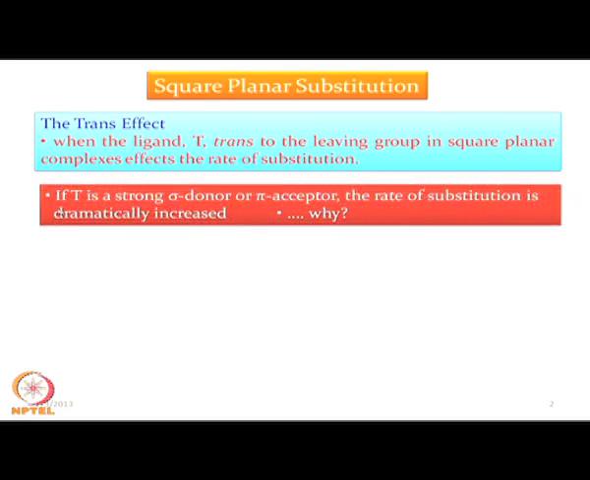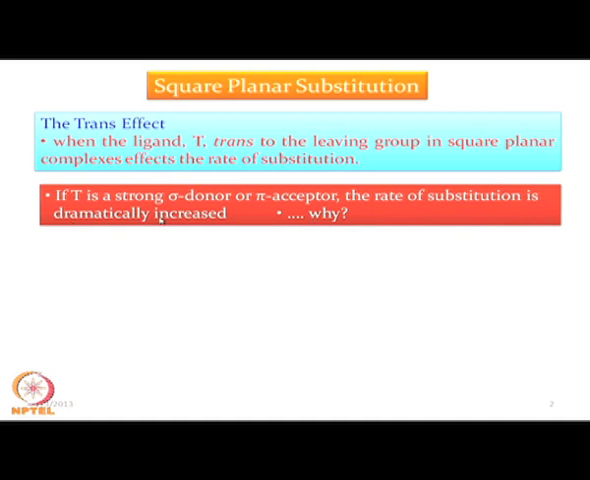So, if this trans ligand is a strong sigma donor or pi acceptor, these are the two categories which are important. That means they can have a good trans effect for the substitution reaction, and in that particular case the corresponding rate of substitution can be enhanced or increased. So, why is this so?